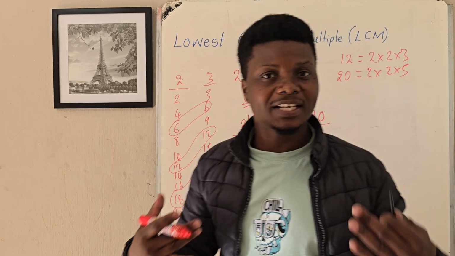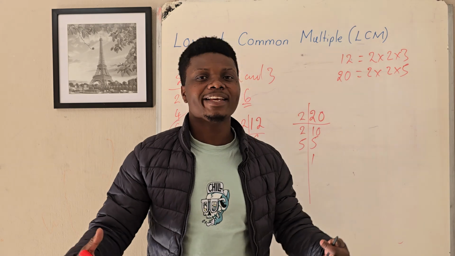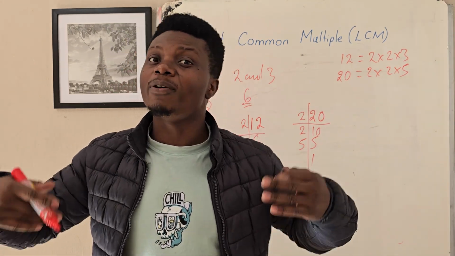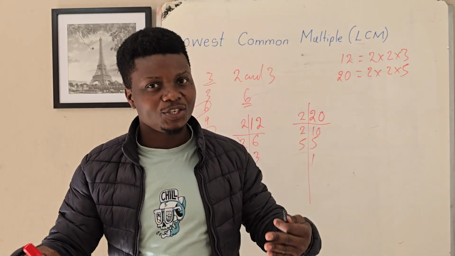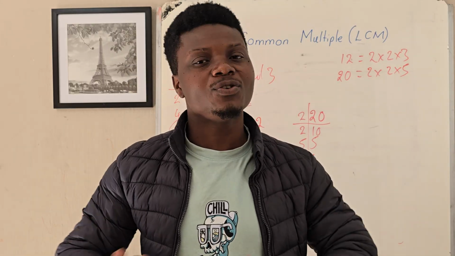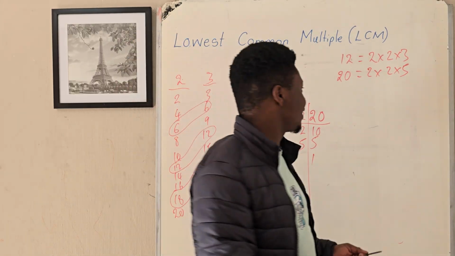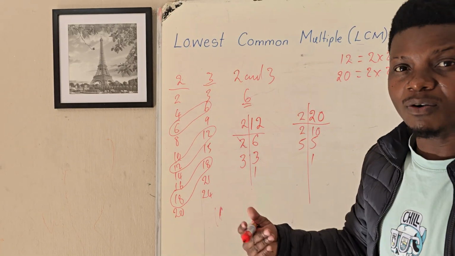And now that you've done that, to find the lowest common multiple, you circle what's common first. And secondly, you tick what's not common and you times them. So let's get right in. Let's circle what's common first.